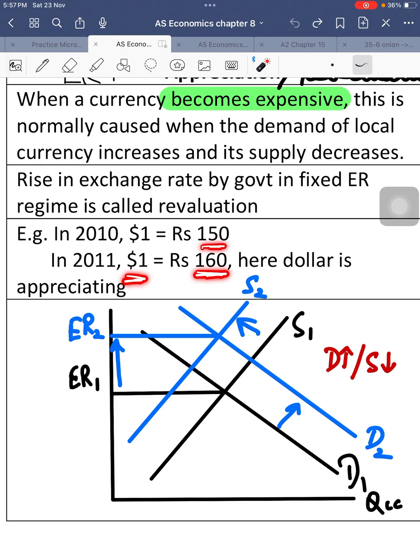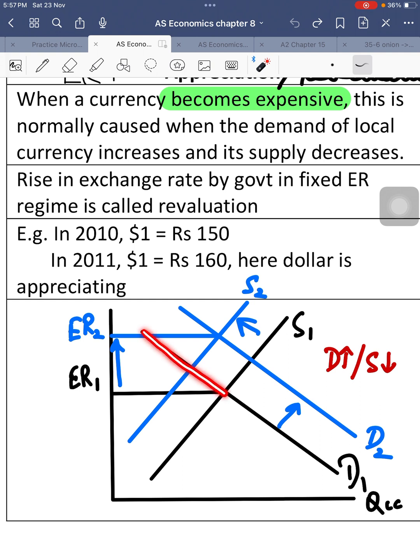Initially, it was just 150 rupees worth for $1. Now the price of $1 is 160 rupees. That means the dollar is becoming expensive, which, obviously in a free floating exchange rate, means the dollar is appreciating. When does this happen? This happens when either the demand for the currency rises or the supply of the currency falls, as you can see in this diagram.